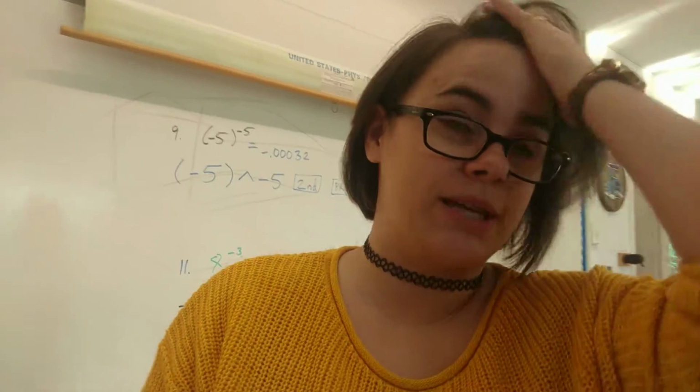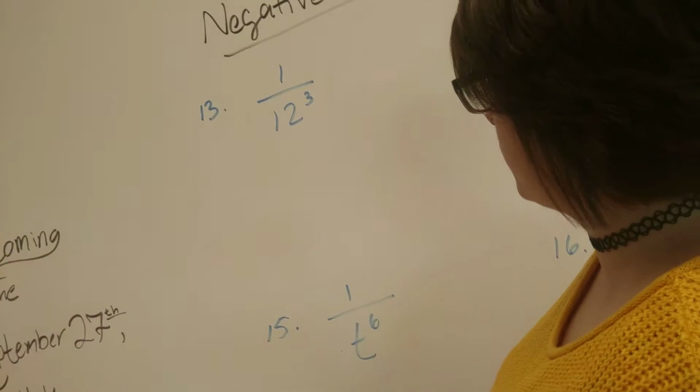Now, on 13, 14, 15, and 16, they want you to write it with a negative exponent. So we're going to undo it. So this is, for instance, 1 over 12 to the third.